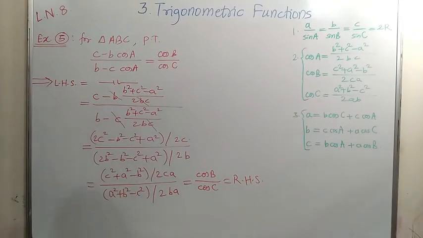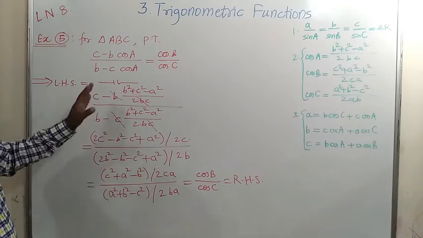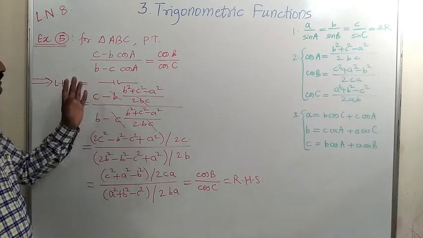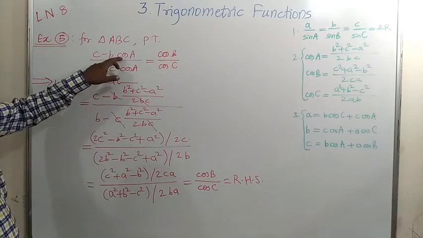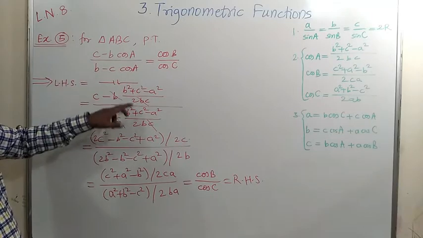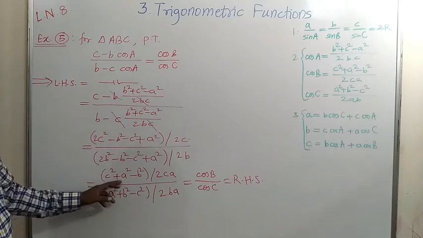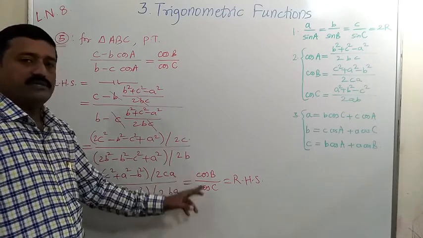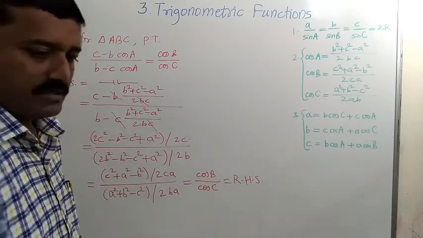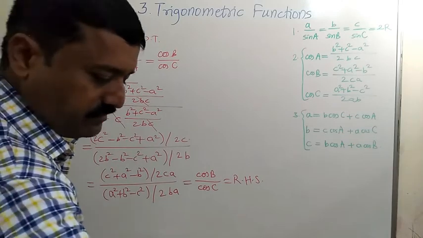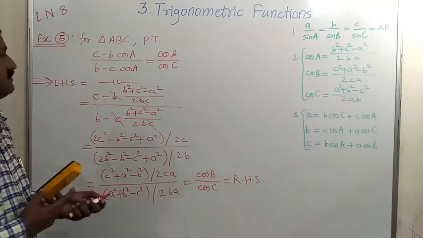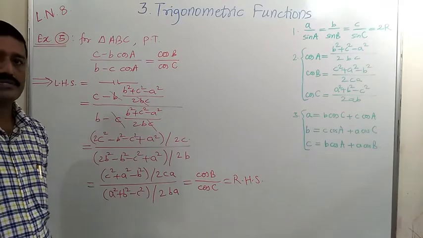So using sine rule and using cosine rule only, we have proved this result. This is based on only cosine rule. Once we have used here cosine rule for cos A, just simplified, multiplying by A at the denominator and numerator, then we get cos B and cos C. That is our RHS. Okay. This one is example number 5. Now let us see example number 6.